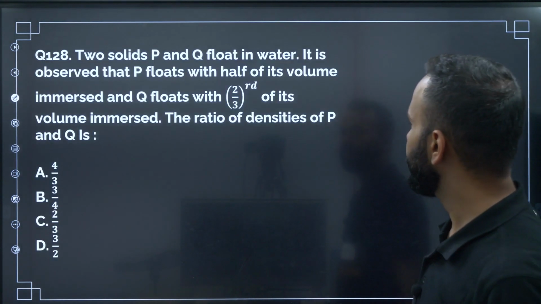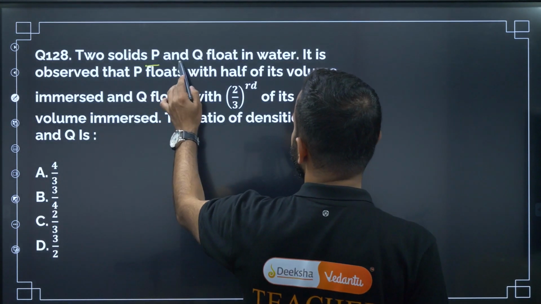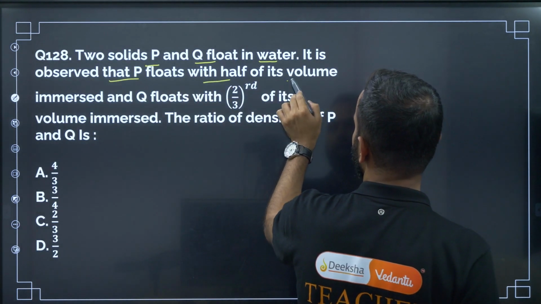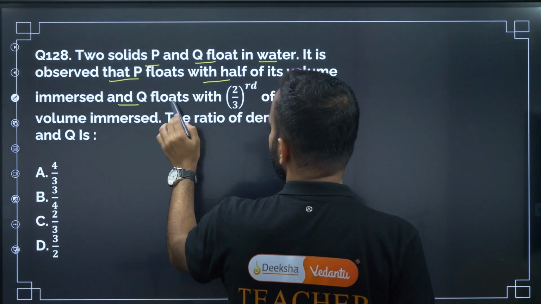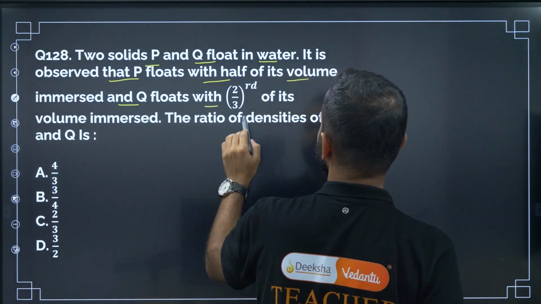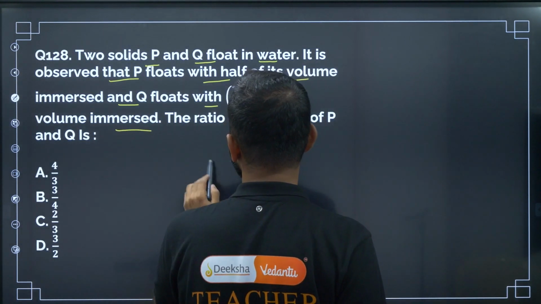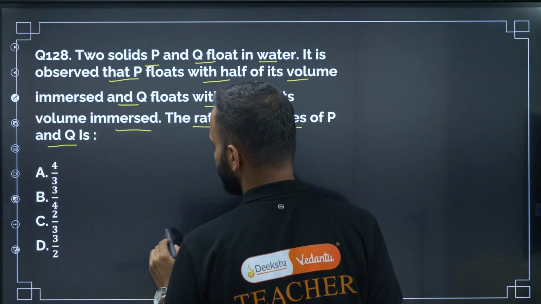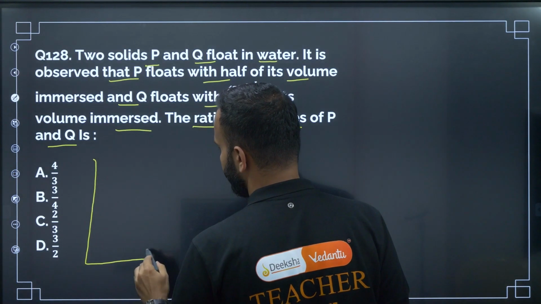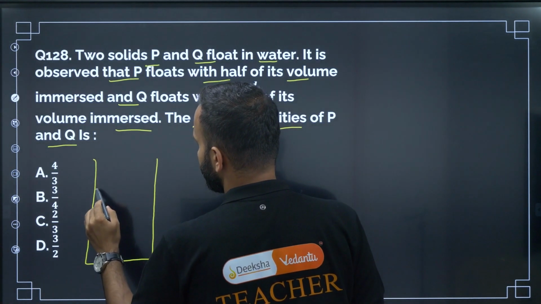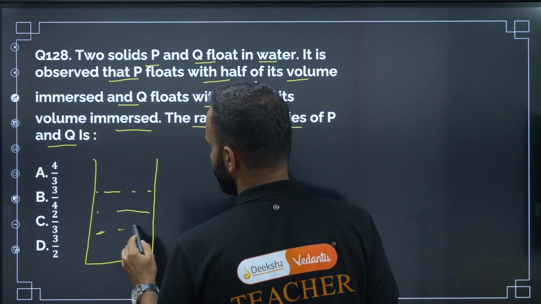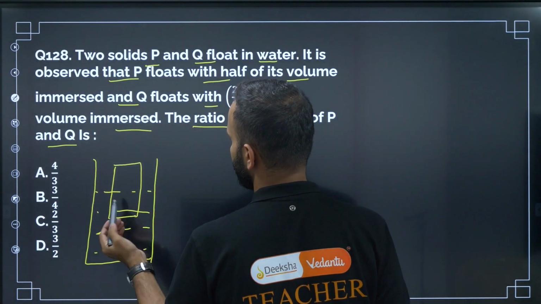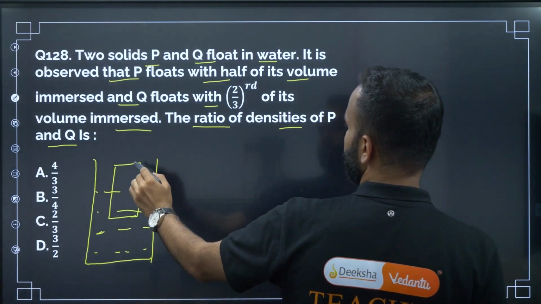Yeah, next question, 128. Two solids, P and Q, float in water. It is observed that P floats with half of its volume immersed, and Q floats with 2/3 of its volume immersed. The ratio of densities of P and Q. Okay, let us draw the diagram. So here the first solid, this is P.